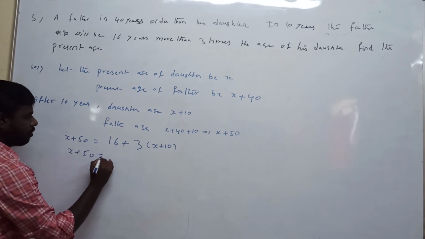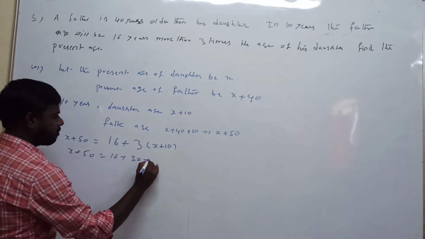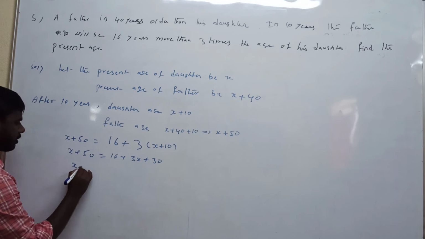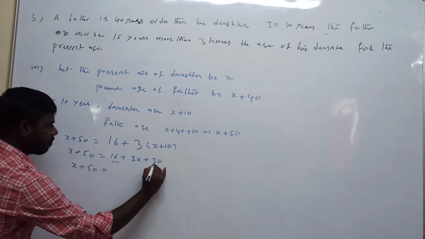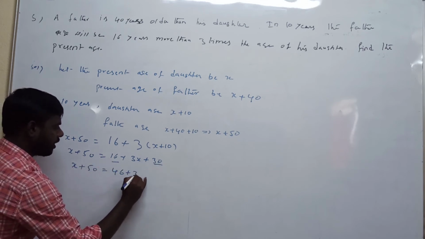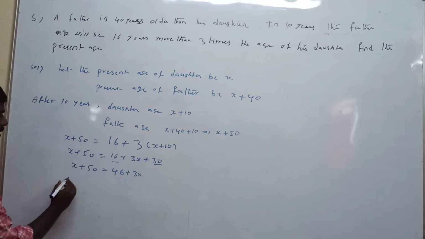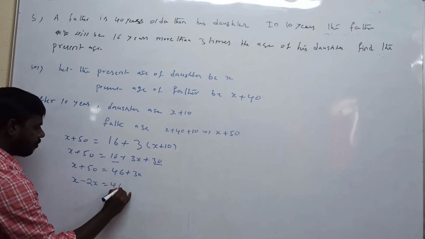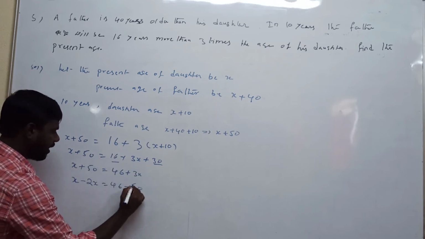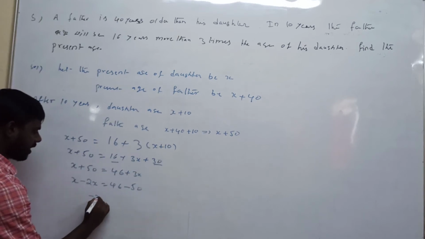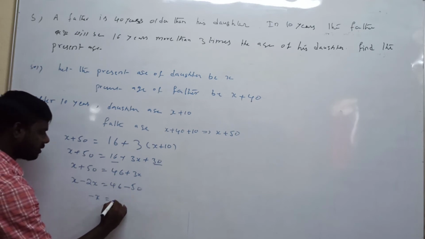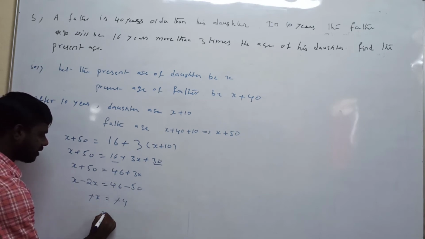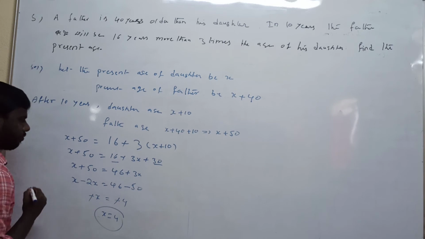x plus 50 is equal to 16 plus 3 into 3x, plus 3 into 10 is 30. x plus 50 is equal to 16 plus 30, 46, plus 3x. Take x on one side and 3x on this side: x minus 3x is minus 2x, which is equal to 46 minus 50. x minus 3x is minus 2x, 46 minus 50 is minus 4. Minus 2x is equal to minus 4, so x is equal to 2.